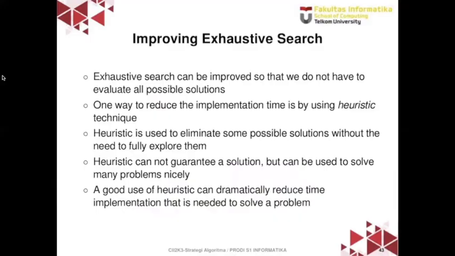So there are some techniques to improve exhaustive search. One of them is called the heuristic technique, which is used to eliminate some possible solutions without the need to fully explore them. Heuristics cannot guarantee a solution, but can be used to solve many problems nicely. And even a good use of heuristics can dramatically reduce the implementation time needed to solve a problem.